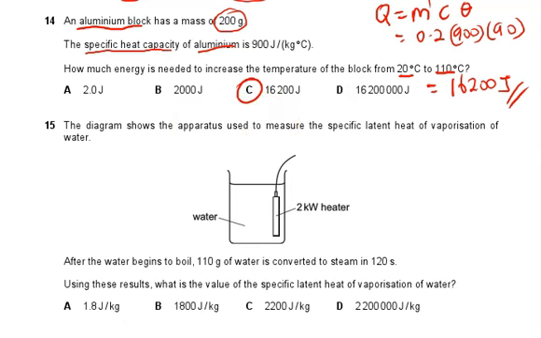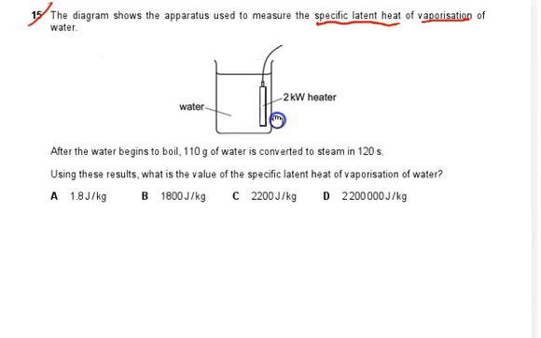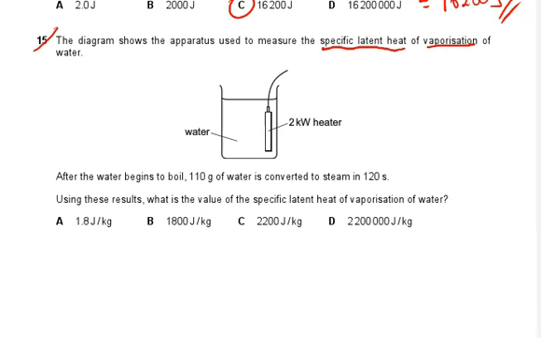Okay, now let us go to number 15. The diagram shows the apparatus used to measure the specific latent heat of vaporization of water. Okay, after the water begins to boil, 110 gram of water is converted to steam in 120 seconds. What's the value of the specific latent heat of vaporization of water?